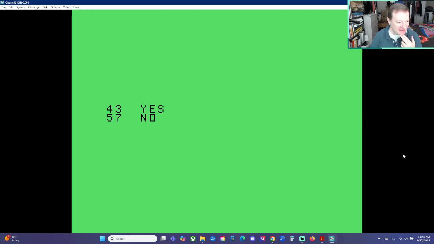43 and 57. On the whole, in the long run, we're going to average towards 50-50, but in the short run, you never know what you're going to get. I'm curious if we get a really wide spread here. There's one that's wider, 61 and 39. Oh, 50 yes, 50 no on the money. 40 and 60. 53 and 47. It's kind of funny.